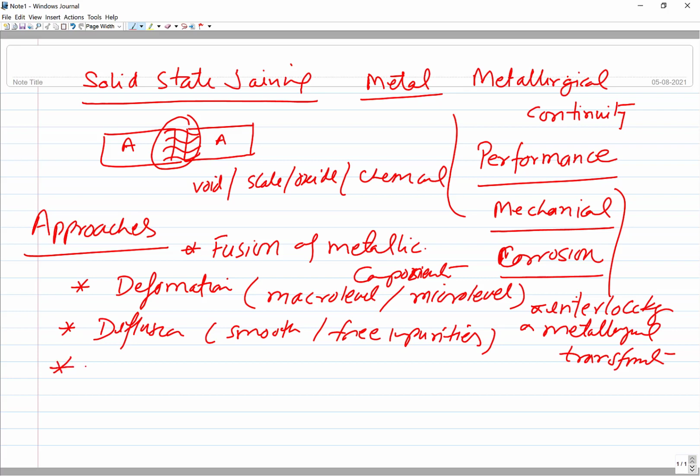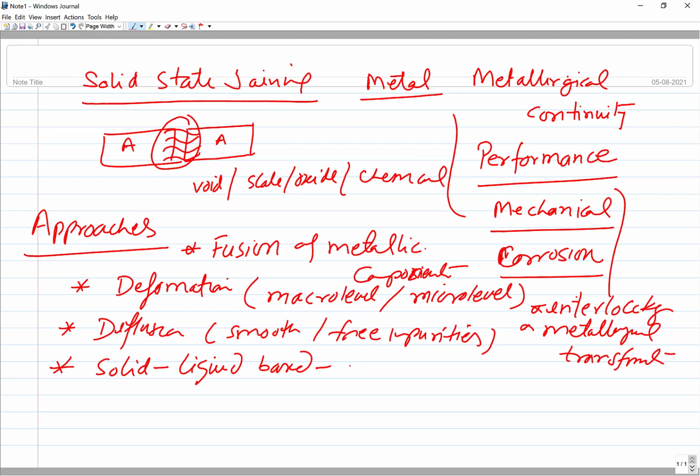So the next approach is one where you don't fuse the base metal, but you fuse a low melting point material and put that in between. That is what we can call solid-liquid based joining. It doesn't fall in any of the categories above.